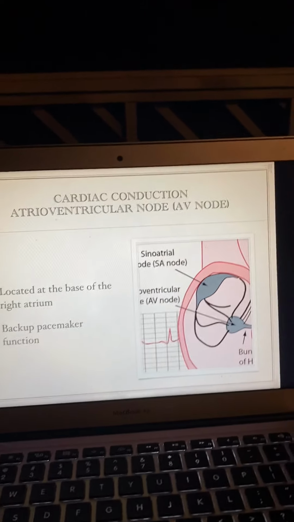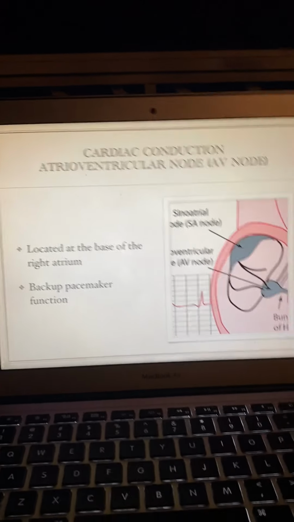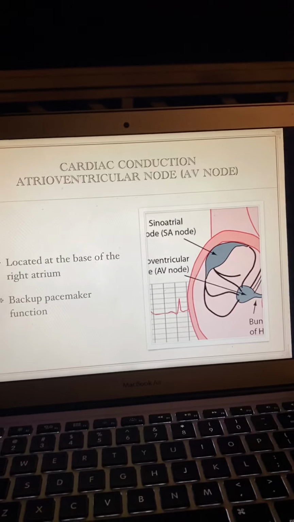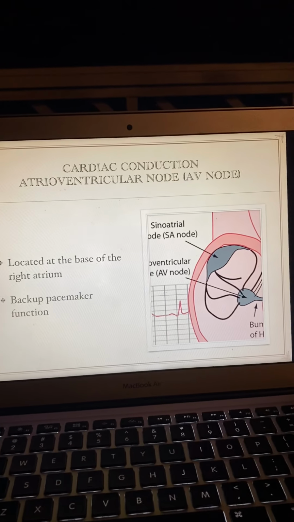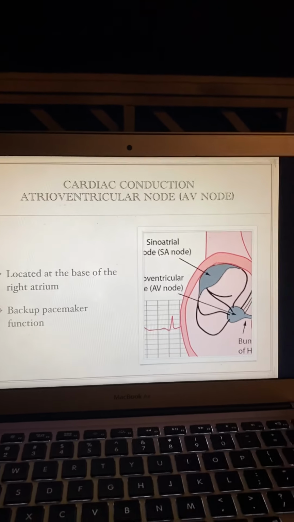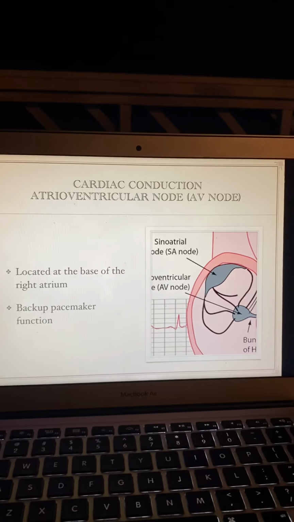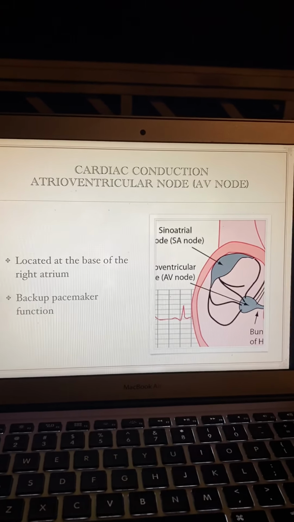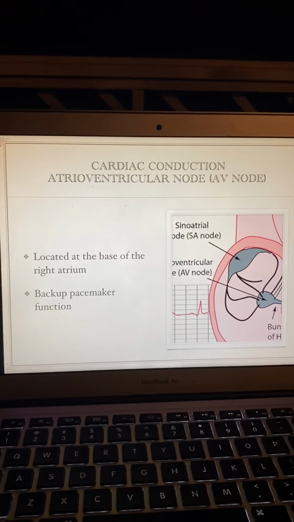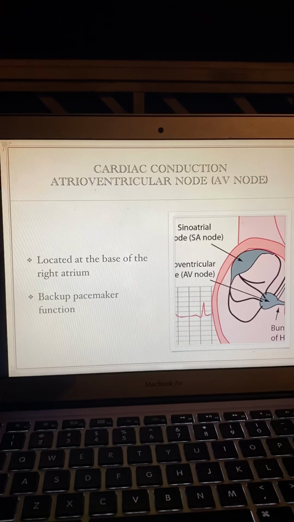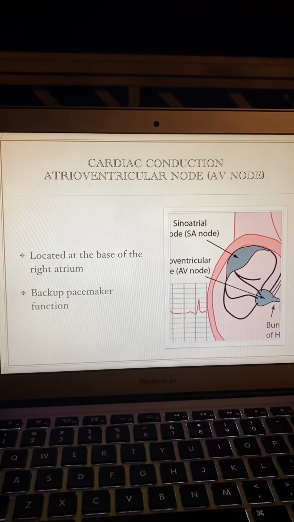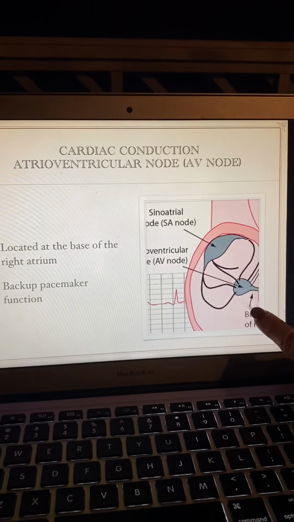Like I said, the AV node is located at the base of the right atrium, and this is known as the backup pacemaker. So if your SA node, for whatever reason, isn't firing or sending that electrical impulse through the top of the heart down to the ventricles, this atrioventricular node will serve as a backup. And if this top part isn't working, this part will.